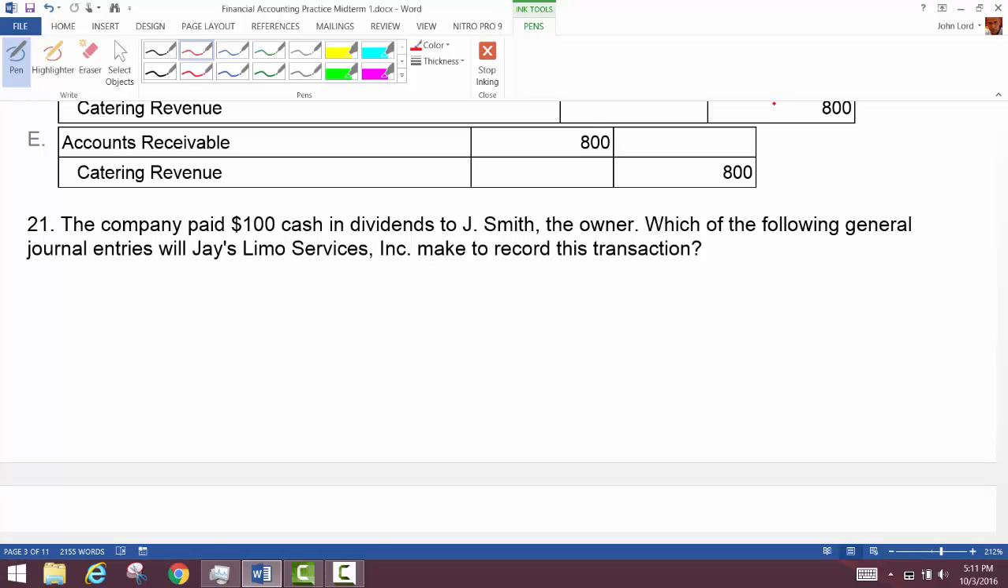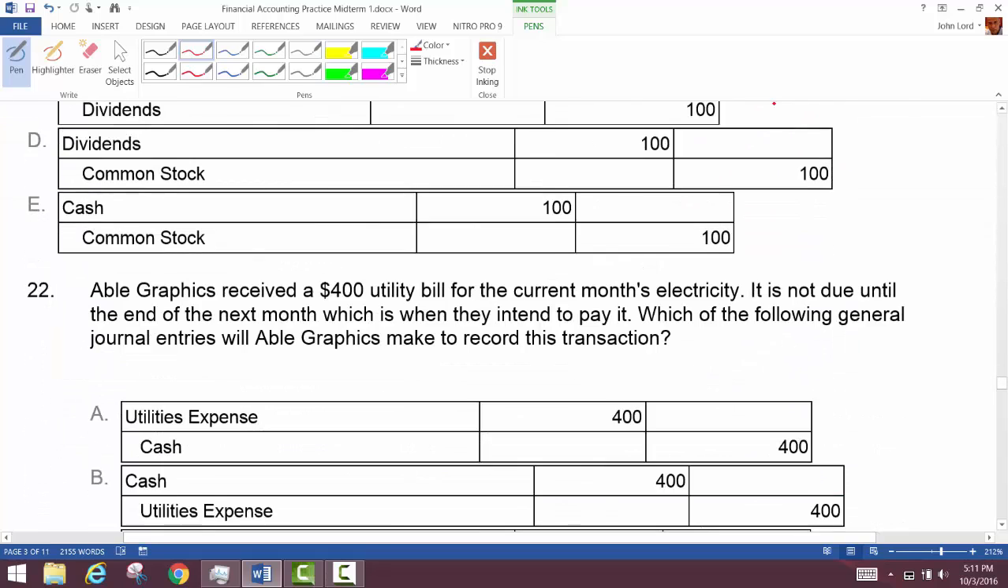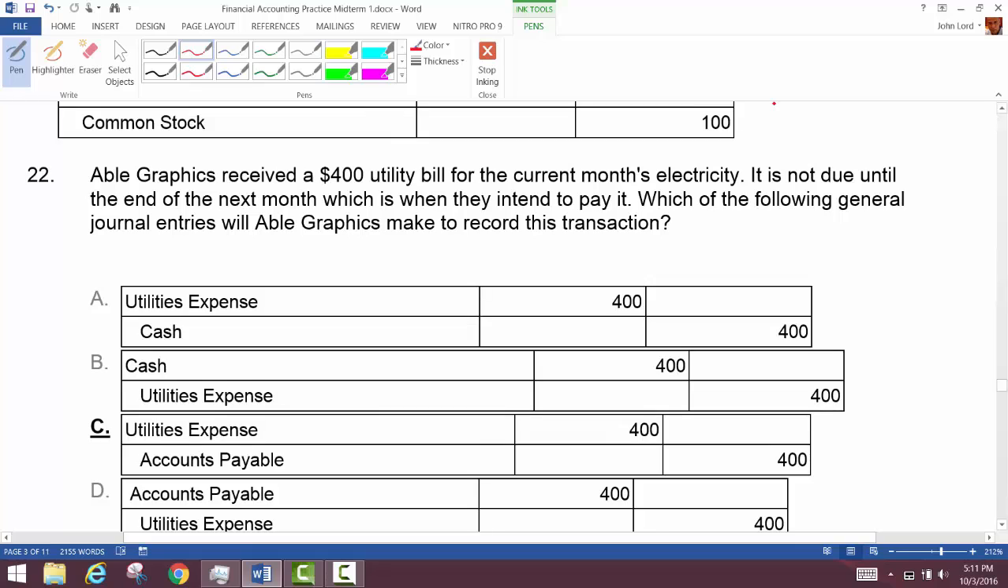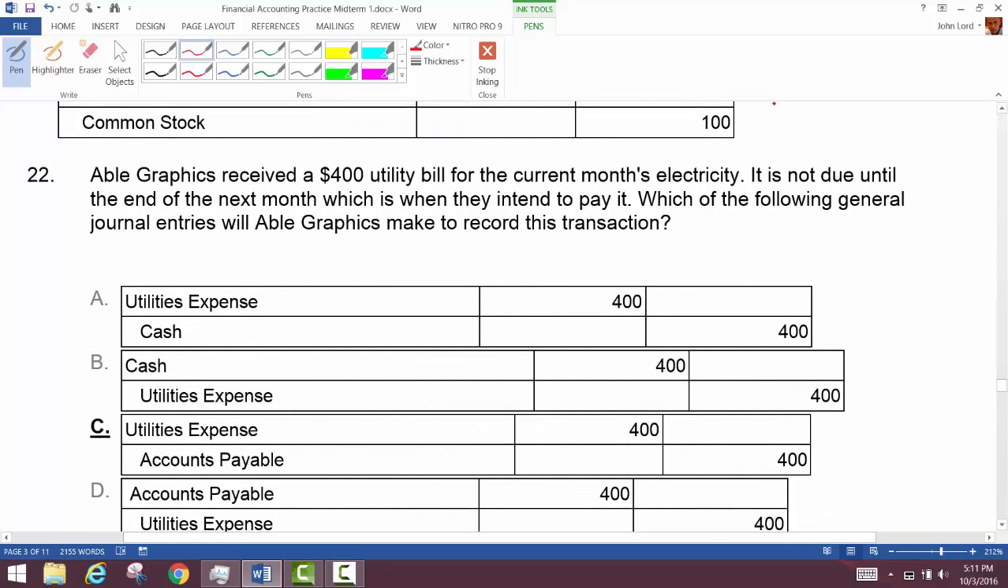Okay, so they're paying their dividend to an owner. Okay, good. 22. Able Graphics receives a $400 utility bill for the current month's electricity. It is not due until the end of the next month when they intend to pay it. Which of the following general journal entries will Able Graphics make to record this transaction?